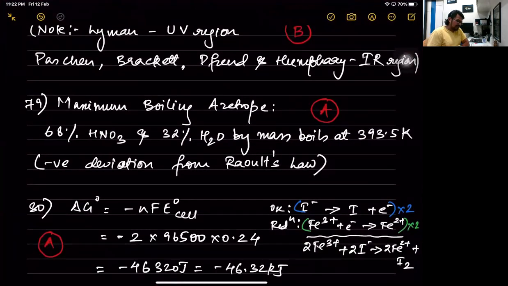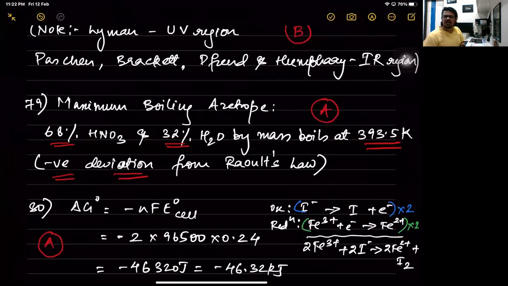Look at that. 68% nitric acid and 32% water by mass, that is weight by weight, has a high boiling point of 393.5 K, which is negative deviation. Negative deviation means solute-solute and solvent-solvent interactions are stronger than solute-solvent interaction. So that's why the boiling point is more than that of both the solute and solvent. So 79 is A.